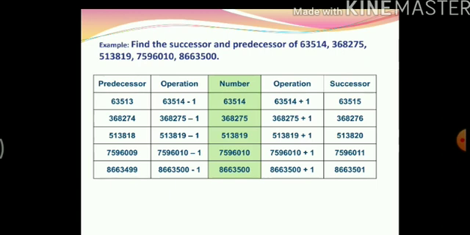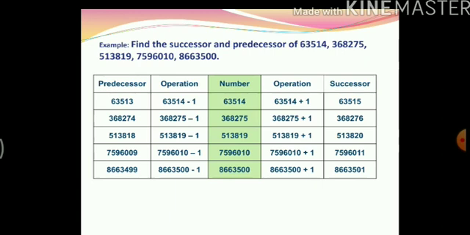5,13,819. So when we add 1 to the number, we get 5,13,820. Sometimes when there is a 9 at the end of a number, after we add 1, it changes to 0. So do not get confused in this type of questions. Please do the addition carefully so that you get the correct answer.